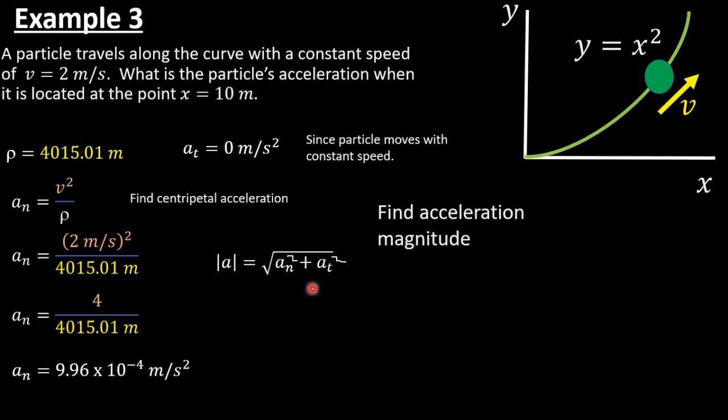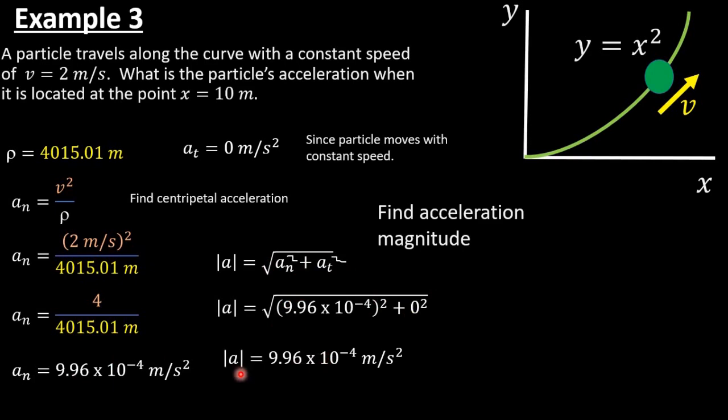So I'll put those numbers in, remembering a sub t was 0. So I'm just going to get a equals 9.96 times 10 to the minus 4 meters per second squared. And that is our answer for example 3.